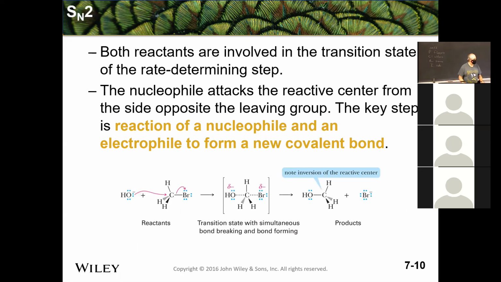So both reactants are involved in the transition state of the rate determining step. The nucleophile attacks the reactive center from the side opposite the leaving group. The key step is the reaction of a nucleophile and an electrophile to form a new covalent bond.